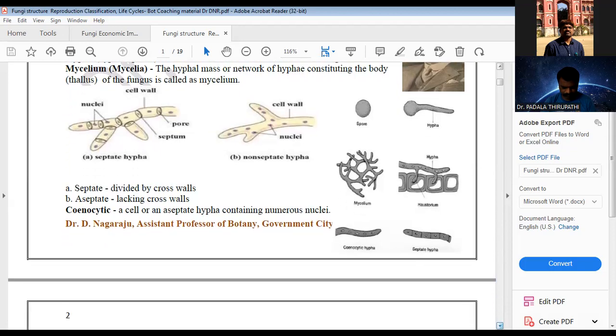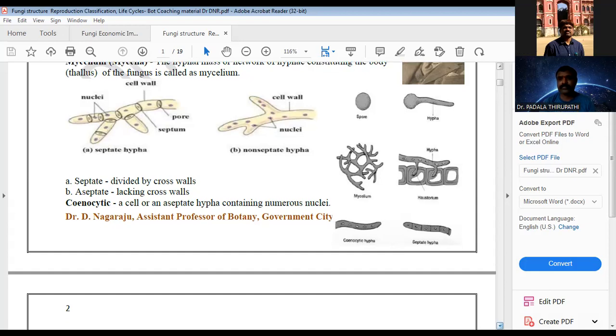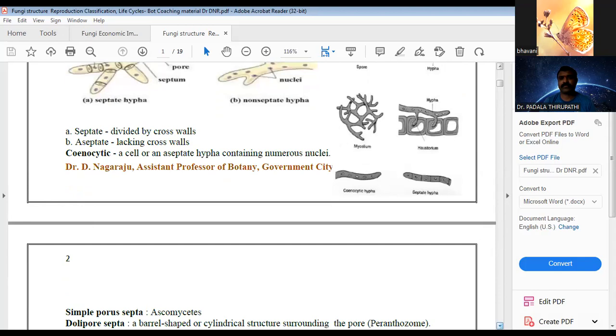And the coenocytic thallus, which is multinucleate, is present in which group? Zygomycetes, for example Rhizopus and Mucor.